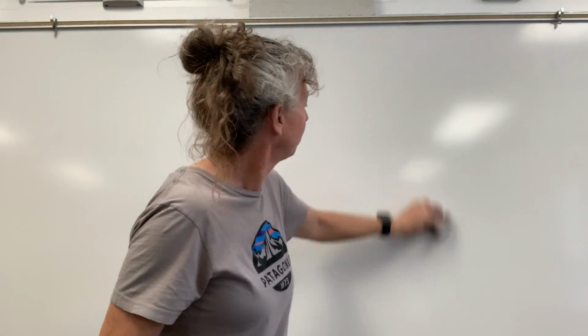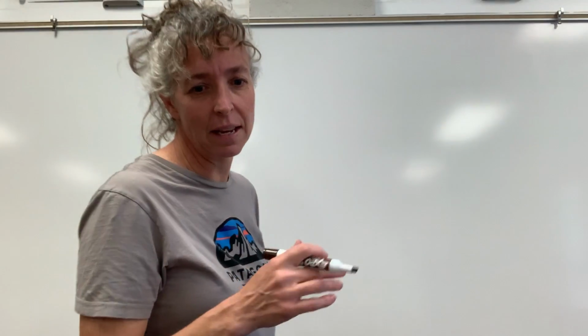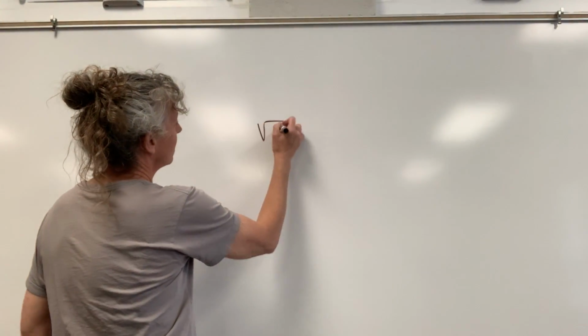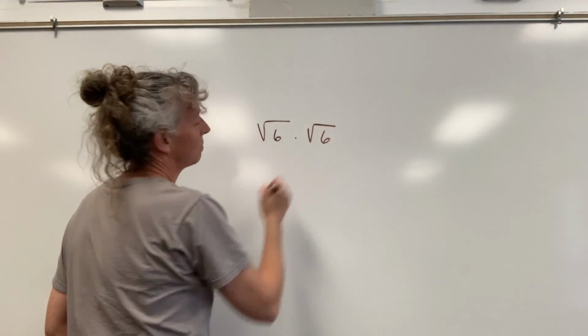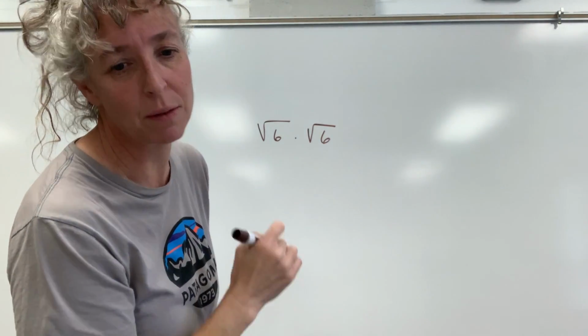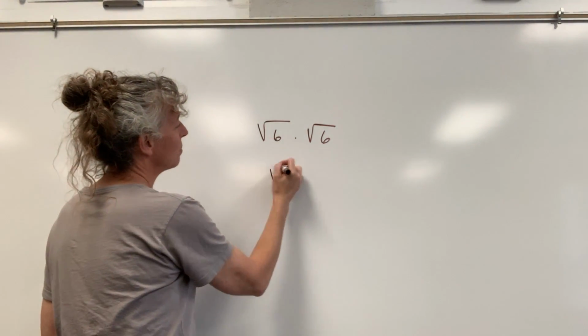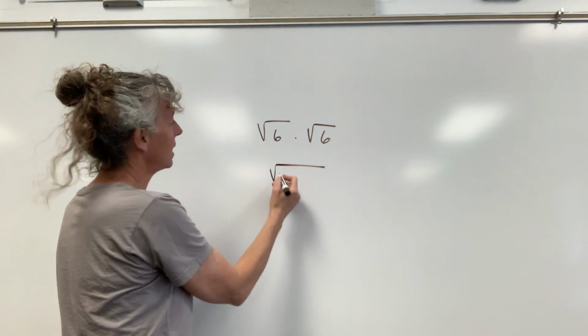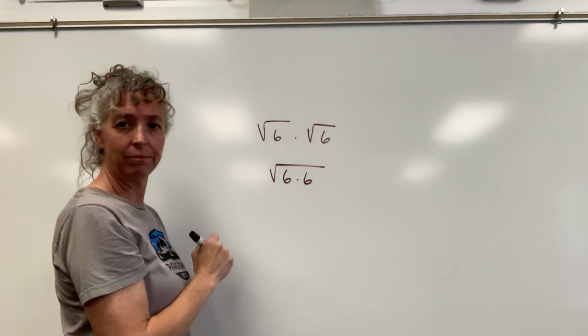All right, so let's do example 2. We have root 6 times root 6. Example 2, page 720. Root 6 times root 6. So I can put everything that's under a square root sign in the square root together. Okay?